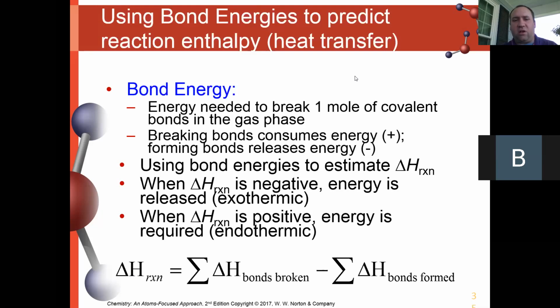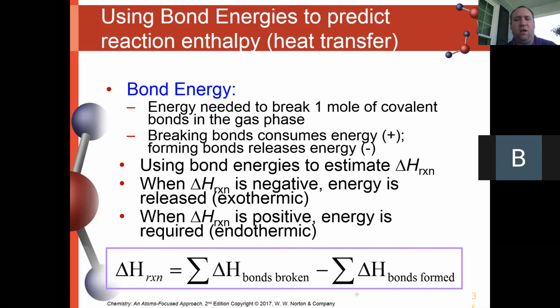And so we can calculate this using this equation. The equation here is that delta H, the enthalpy of reaction, is equal to the sum of all of the bonds that are broken in the reactants, and subtract from that all of the bonds that are formed in the products.